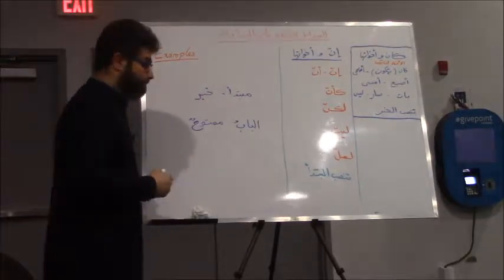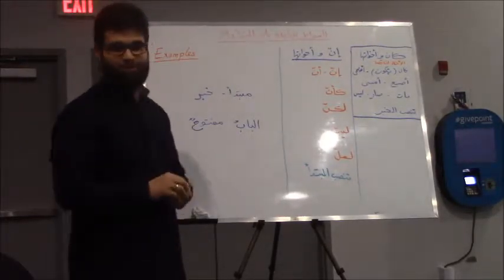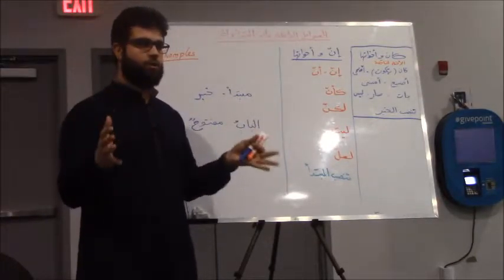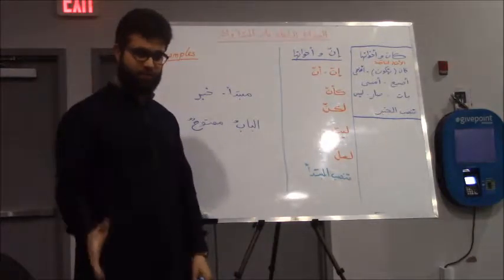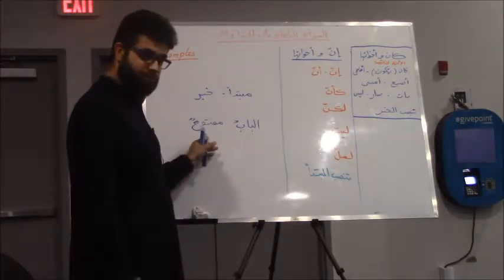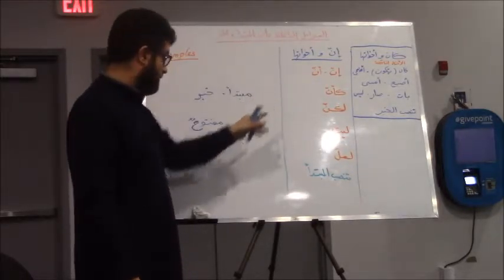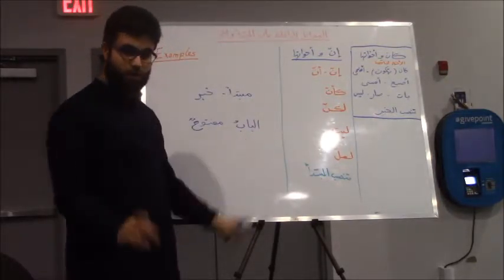Inna wa akhawatuha, they do the opposite. It's like inna wa akhawatuha and kana wa akhawatuha are two armies and they're always fighting. They do the exact opposite. Kana comes in and affects the khabar, and inna comes in and it affects the mubtada. It's going to do the opposite.